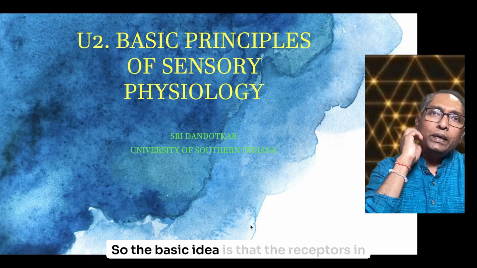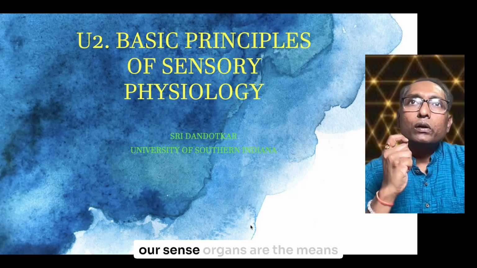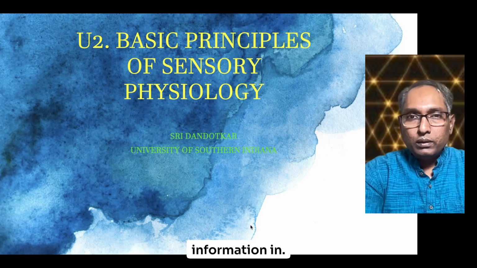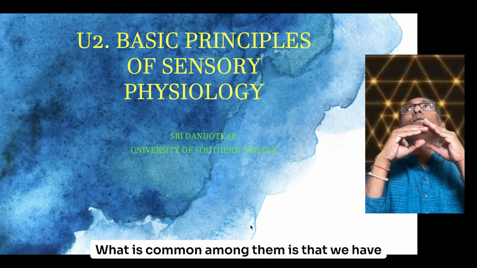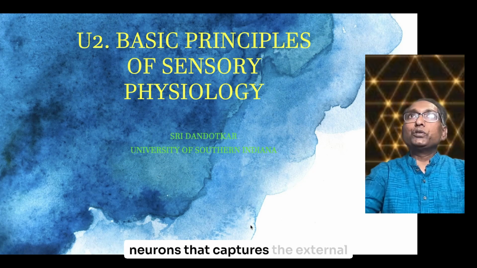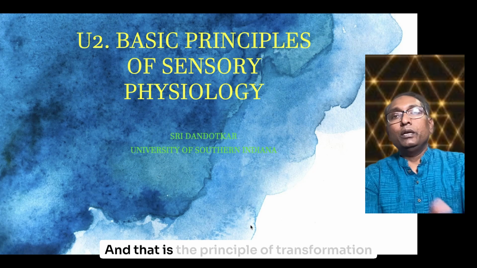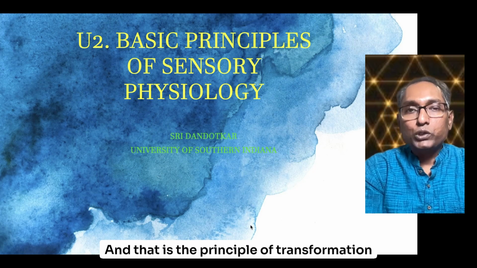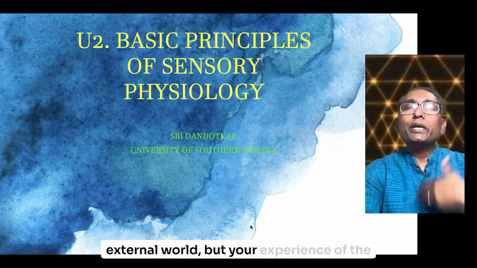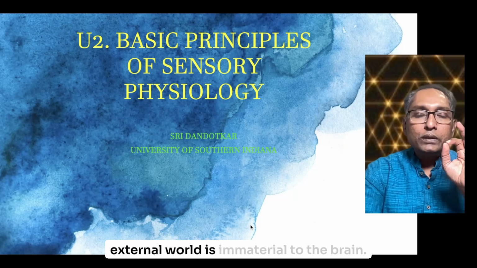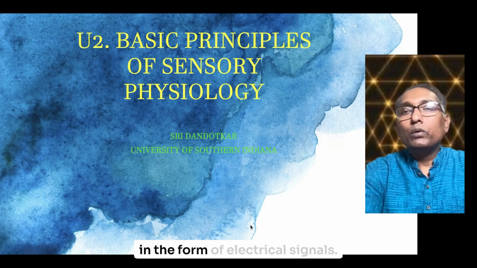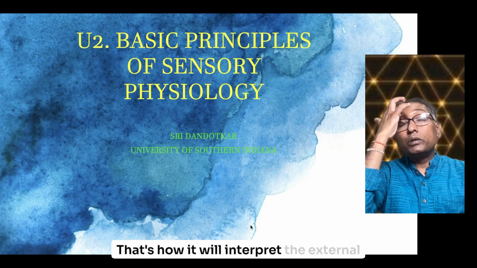So the basic idea is that the receptors in our sense organs are the means through which we take the external information in. What is common among them is that we have some mechanism in the way of specialized neurons that captures the external information, and that is the principle of transformation and representation. Your experience of the external world is immaterial to the brain. The brain only receives information in the form of electrical signals. That's how it will interpret the external world.